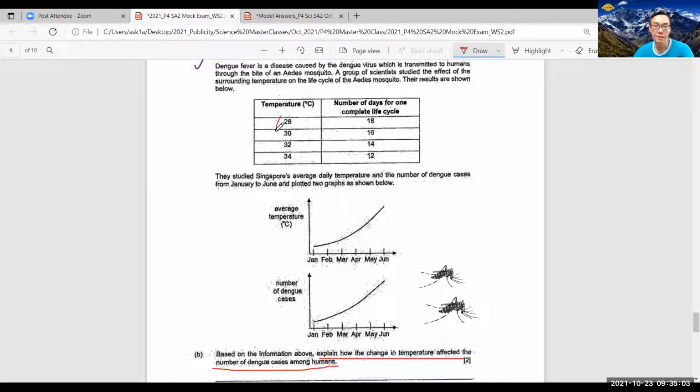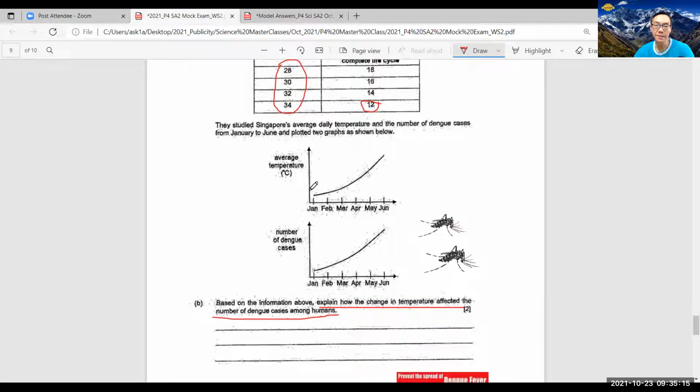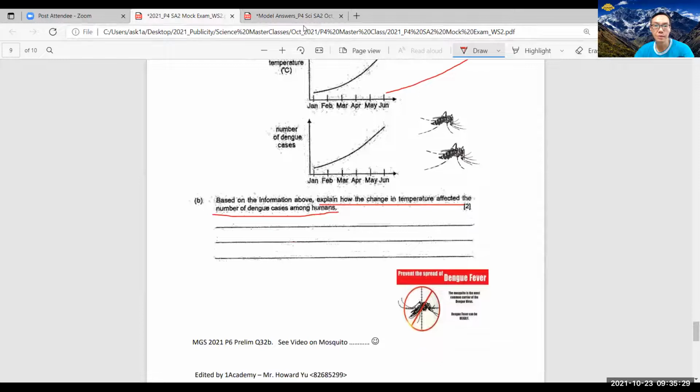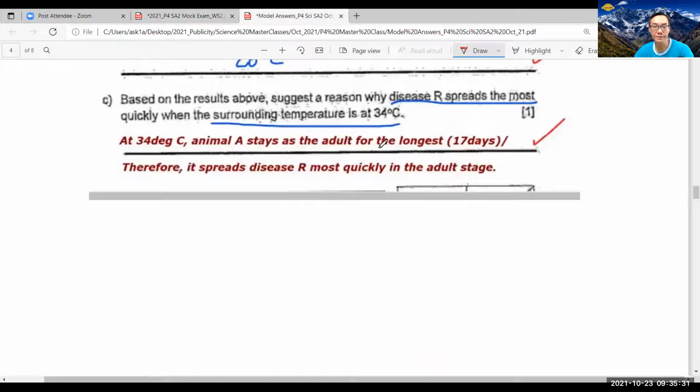As you can see, this is the temperature, right? As the temperature increases, the number of days to complete one life cycle decreases. Can you see? It decreases. And this is the average temperature of the month from January to June. It shows a gradual increase. And the number of dengue cases is a mirror image. It follows the same pattern. So this is the way they should present the answer.